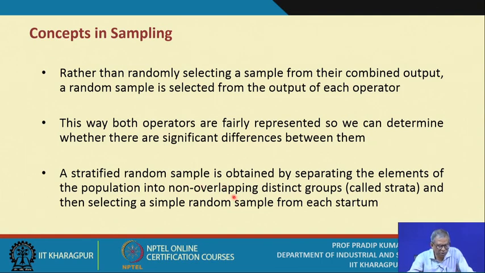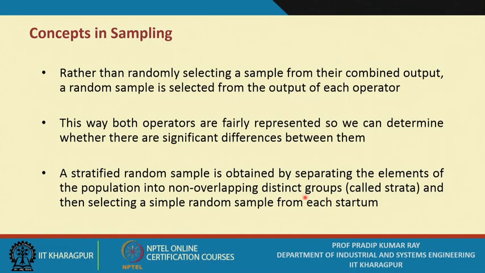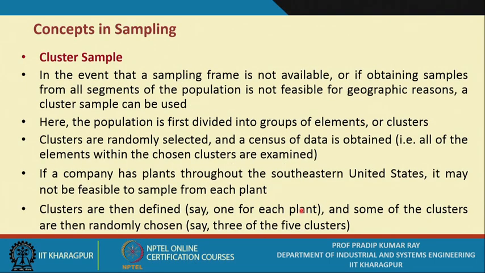So, a stratified random sample is obtained by separating the elements of the population into non-overlapping distinct groups called strata. Is it okay? Like one group is female, another group is male. The data sets for one operator and the data sets for the second operator are called the strata, and then selecting a simple random sample from each stratum. Similarly, we have a cluster sample.